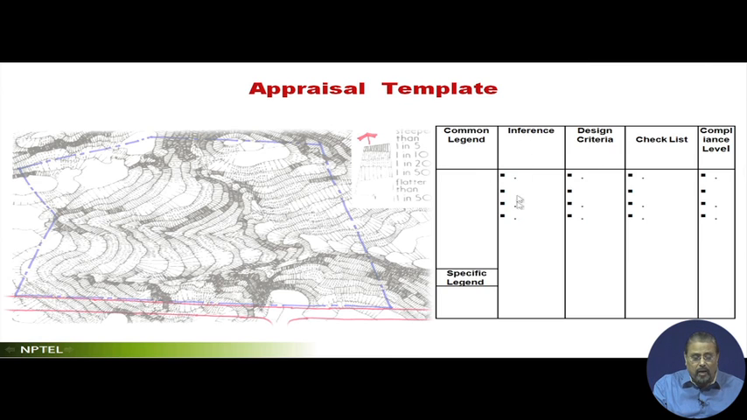See, mind it, I have made the columns very narrow. Actually, it will not be narrow, it will be pretty wide. I have just tried to show you here one after another. So if you have a common legend which is depicting all the drawings, then you will have the specific legends corresponding to that analysis, resulting in a set of inferences. These inferences you can write in the form of descriptive notations.